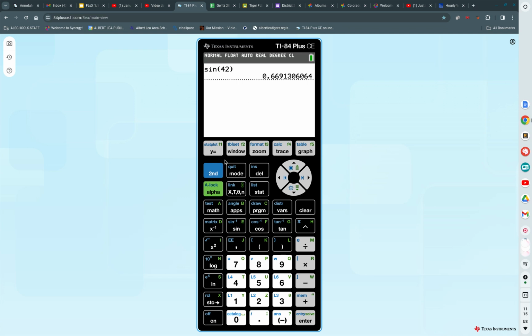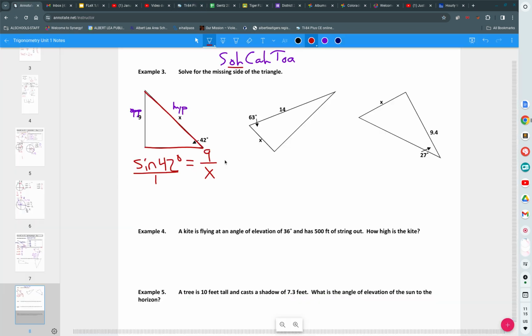I think everybody will come up with 0.6691. If you do it on your calculator, I think you have to press 42 first and then press sine. Okay, so I go back to my notes.